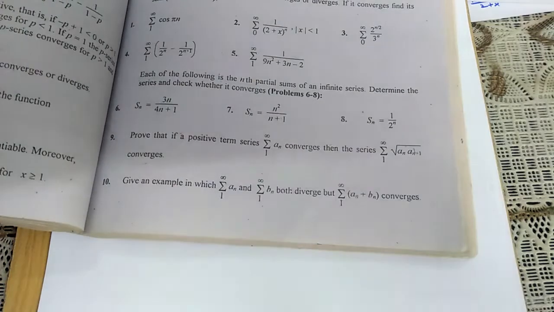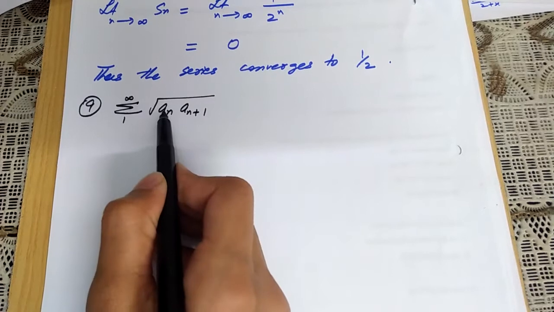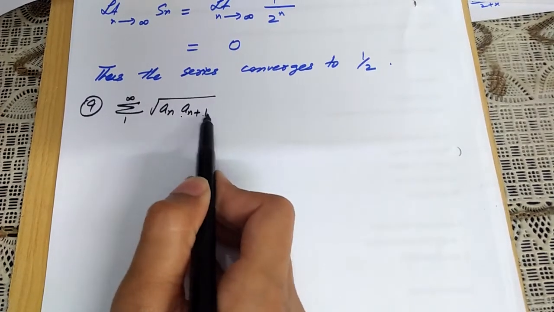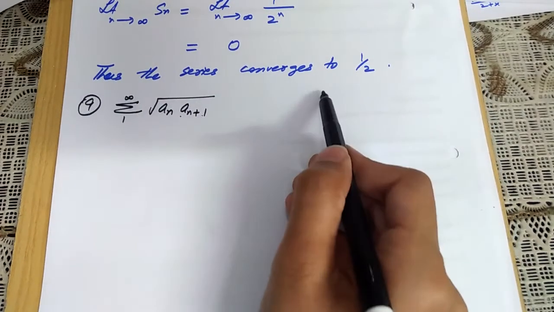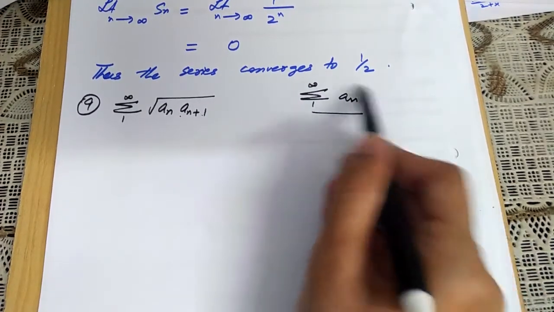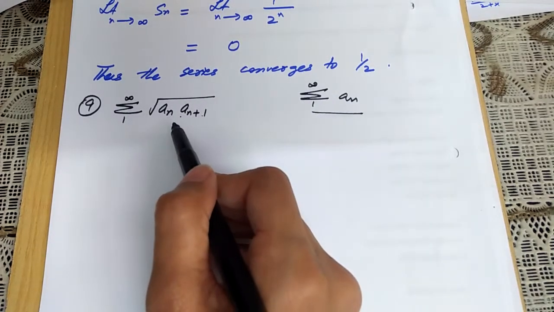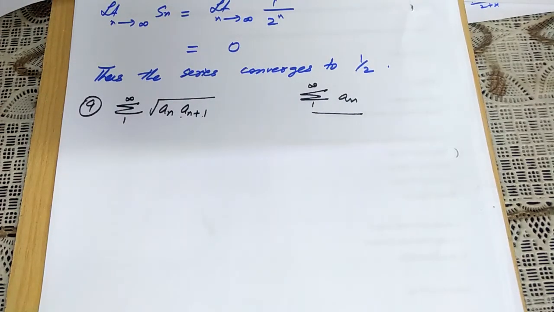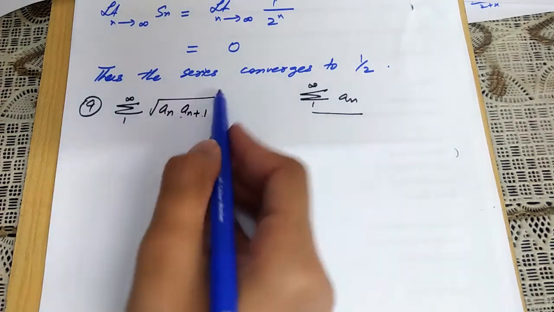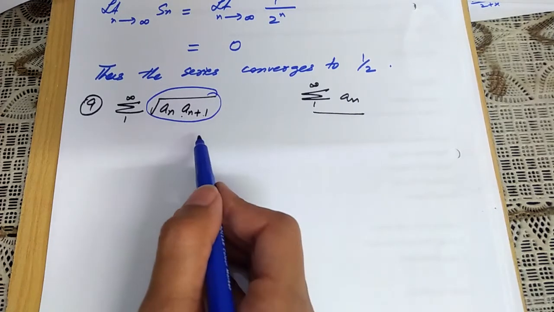So now we have to prove summation 1 to infinity under root an an plus 1 converges, using that summation 1 to infinity an is convergent. This is given. For that purpose, if you observe, this thing is similar to the geometric mean.